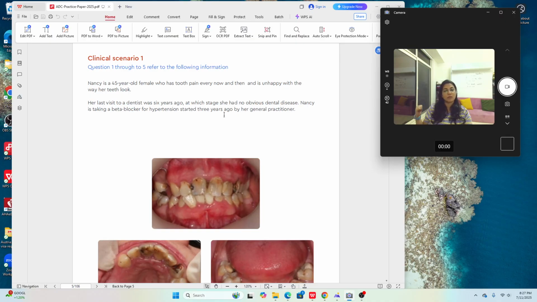So 6 years ago she visited the dentist and apparently there was nothing. 3 years ago she started a beta blocker for hypertension and she did not visit the dentist after that. And the hypertension medication was started by the general practitioner. Now this is a very important keyword. Okay, keyword, I wouldn't say keyword, I would say it's a key sentence. Why? Beta blocker for hypertension.